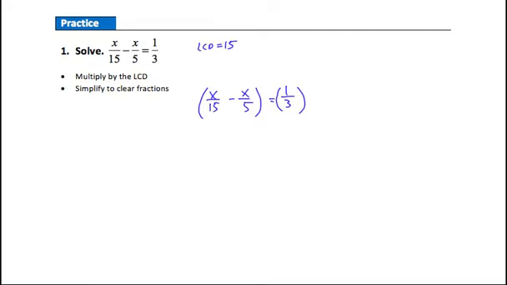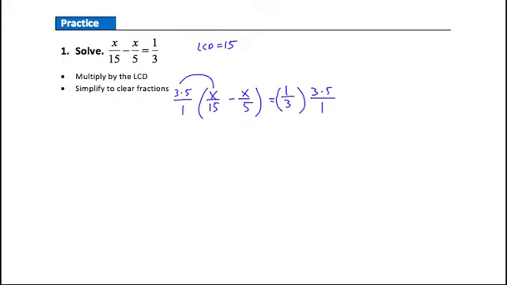Okay, so I've rewritten the equation. We are going to multiply by this LCD. But instead of writing 15 over 1, I'm going to think of this 15 as 3 times 5 on both sides here. Okay, that's still multiplying by 15, but watch, it's going to make it much easier here as we go.